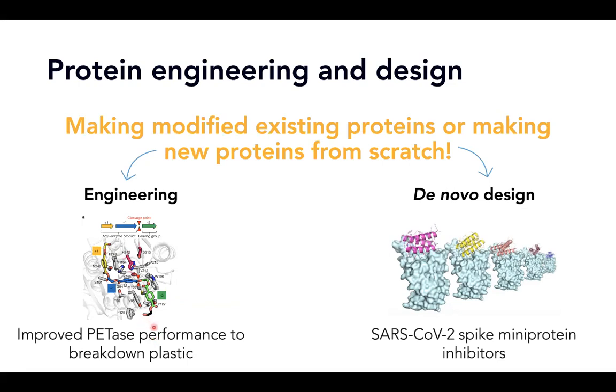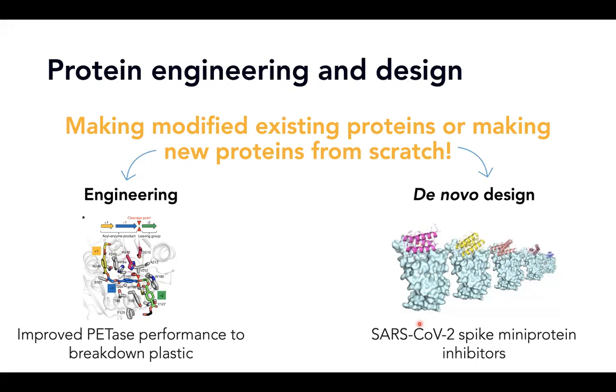So one of the best examples of that, I think, and one of the most successful in the last few years is engineering about PETase proteins that break down plastic, like mutating residues in their active site to make them much better. And then on the other side, you have protein design, and this is where you're making new proteins from scratch, which is mostly what I do.